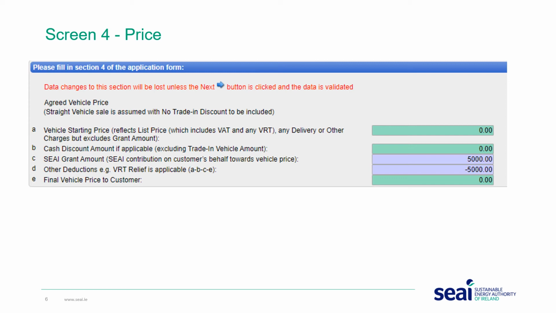The cash discount is the amount, if any, of a discount you wish to give to your customer and does not include any part payment or trade-in amount. Fill in the final vehicle price to the customer. The deductions and SCAI grant are auto-populated. When complete, hit Next.